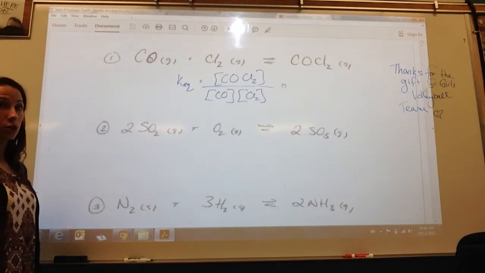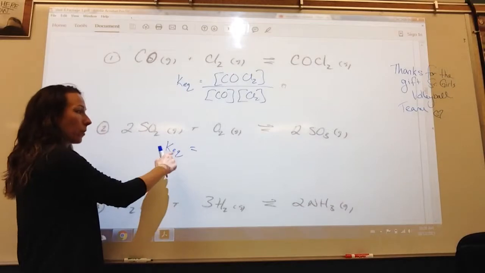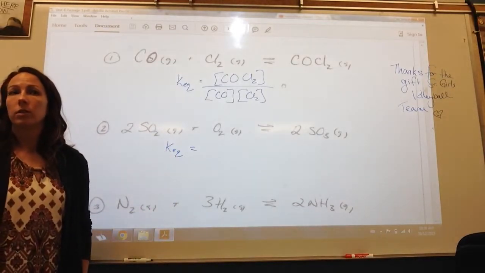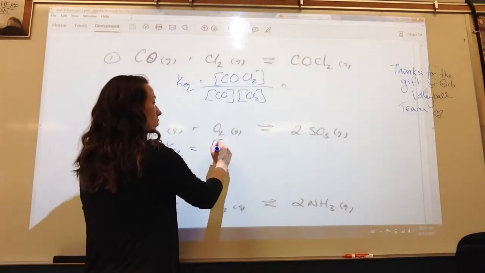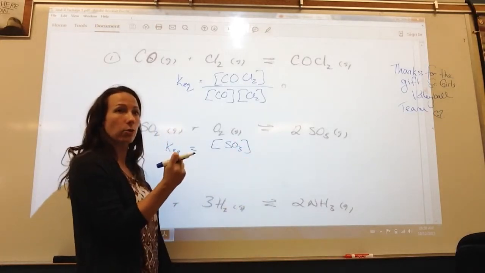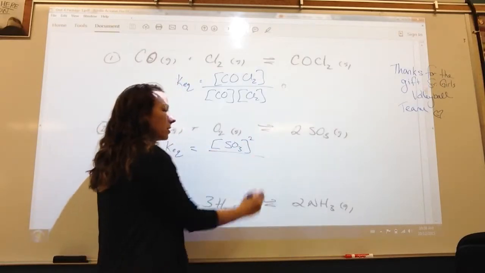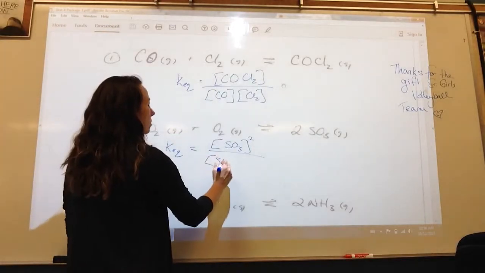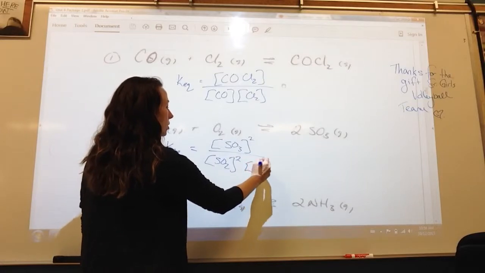So stepping it up a notch with some coefficients. Now I'm going to write KEQ, the equilibrium constant, equals square bracket SO3, so the concentration of SO3, squared, divided by the concentration of SO2 squared, times the concentration of O2.